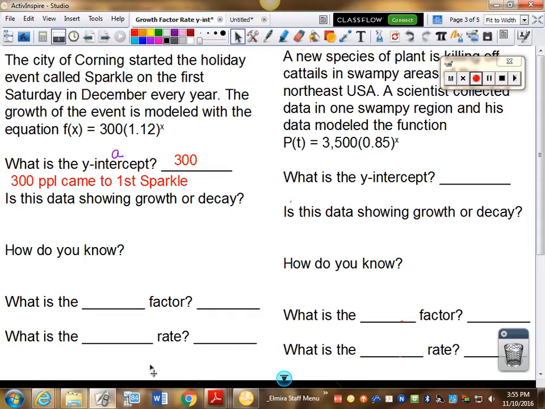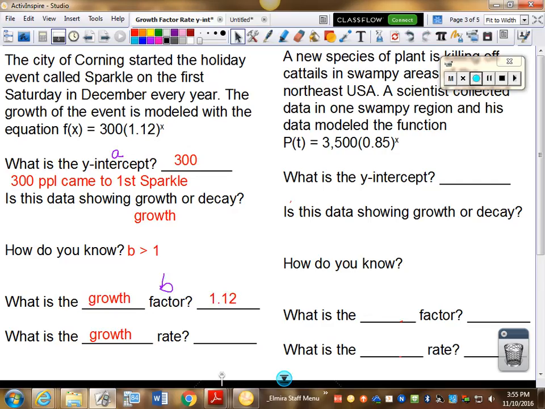Is the data showing growth or decay? Well, we have a b value greater than 1, so it's growth. And it kind of said growth in the problem too. So we have a b value greater than 1, that's showing growth. So that means that we can calculate the growth factor and the growth rate. Okay, growth factor is your b value. Okay, your b value is 1.12.